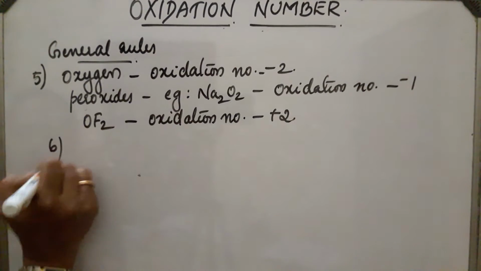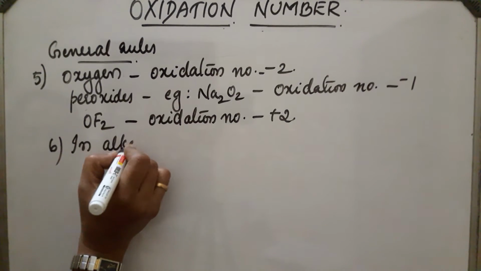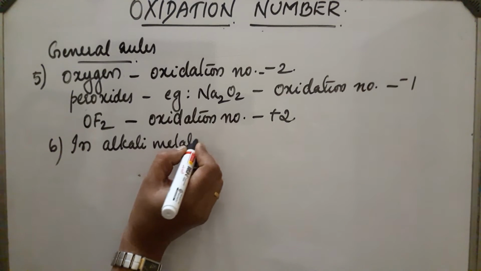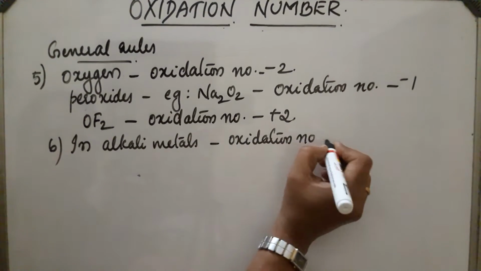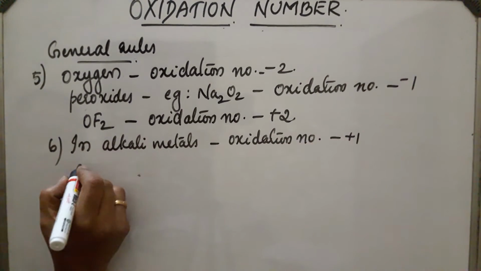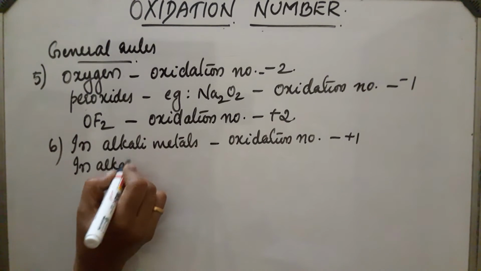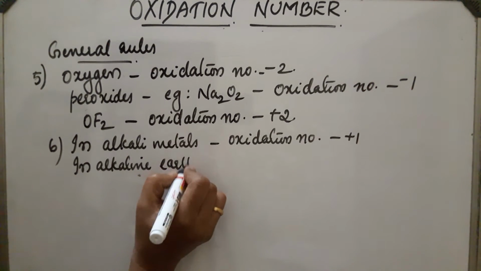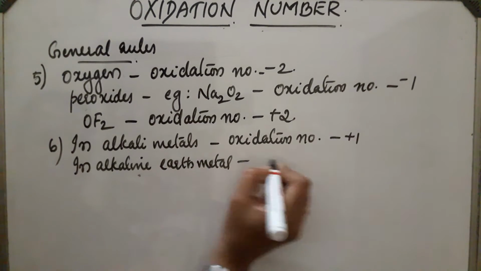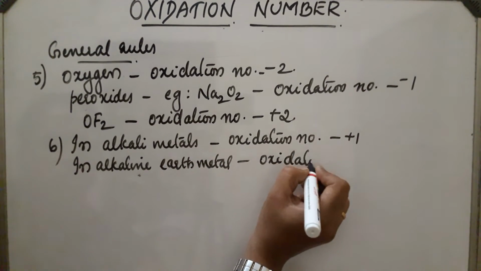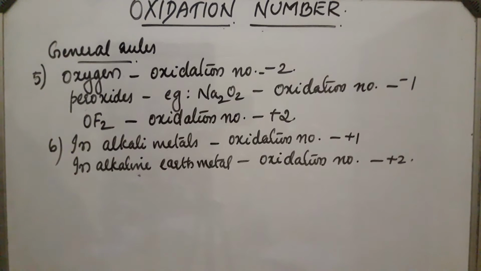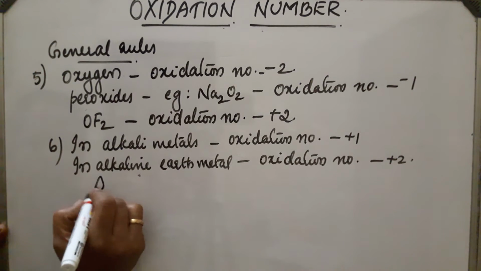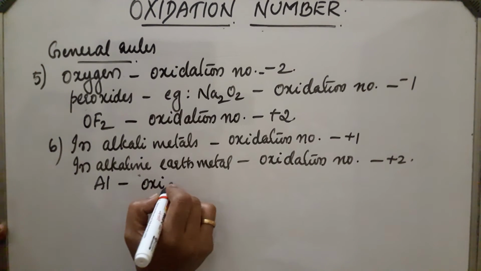Next point, alkali metals have oxidation number +1. In alkaline earth metals, oxidation number is +2. Then in the case of aluminium, oxidation number is +3.